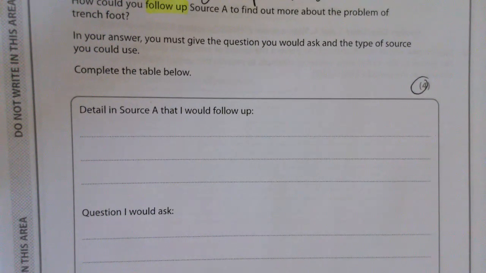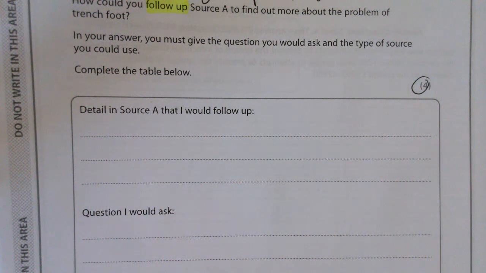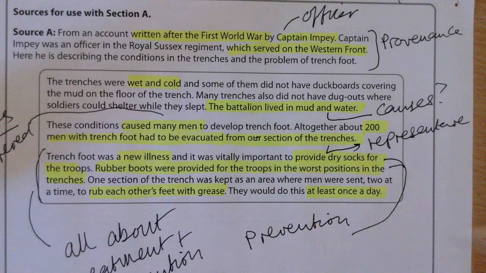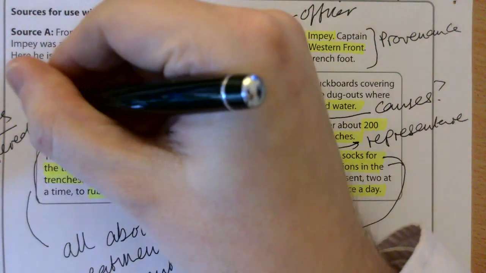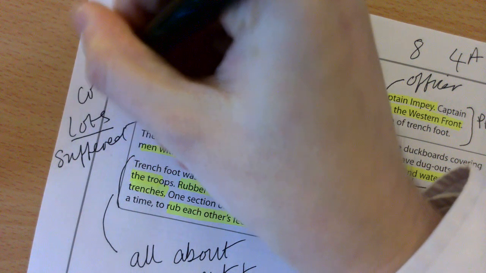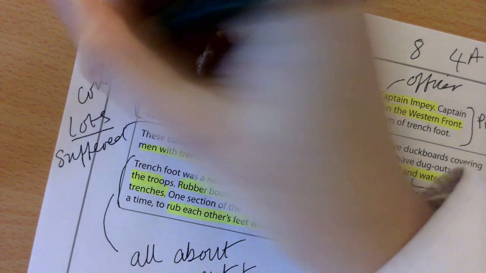The first thing we need to do is to pick the quote that we want to find out more about. What do we want to ask a question about? What do we feel like we want to know more about? Now, if we go back and read it, look at our annotated version, there are loads of elements to this. We've spoken about how this first section is talking about conditions in the trenches. So we might ask more about that.